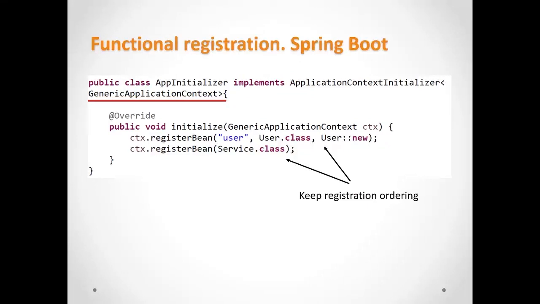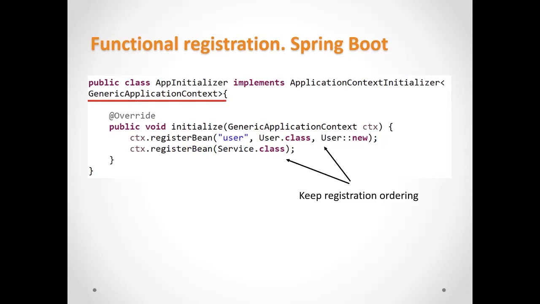How can you do it in Spring Boot? In Spring Boot, you don't have reference to annotation config application context. But in Spring Boot, you have another abstraction called application context initializer. So if you create your own class that implements this interface application context initializer and override the initialize function, in this function you have a parameter called generic application context, and you can also register your beans, supply the bean names if it's possible, or bean classes.